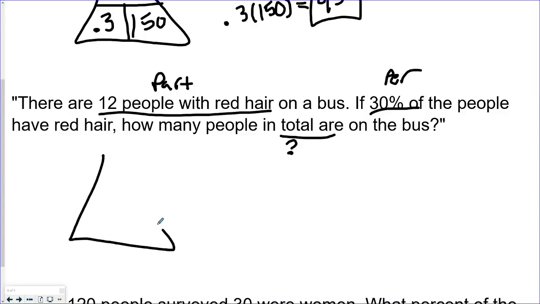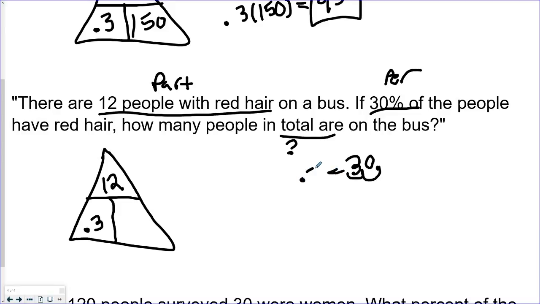So let's make our triangle. There are 12 as the part, 12 people with red hair. My percent is 0.3. Again, you want to make sure you write this in decimal form. If you forget, the way you write it in decimal form is you write your percent, take your decimal, and you jump it up 2 spots. So that gives me 0.3, and that's the decimal form that I use. Do I know my whole amount? Well, not really, because it's saying how many people in total, which means I don't know it, so it's going to be a question mark here. So I'm going to cross out the box I don't know.